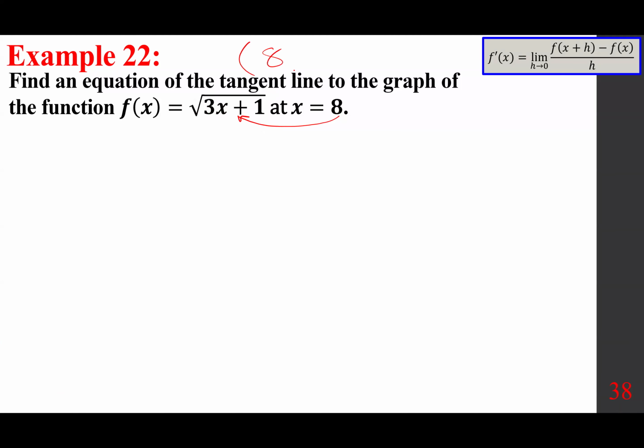becomes 8 comma 5. We also need the slope. To find the slope, we take the derivative.